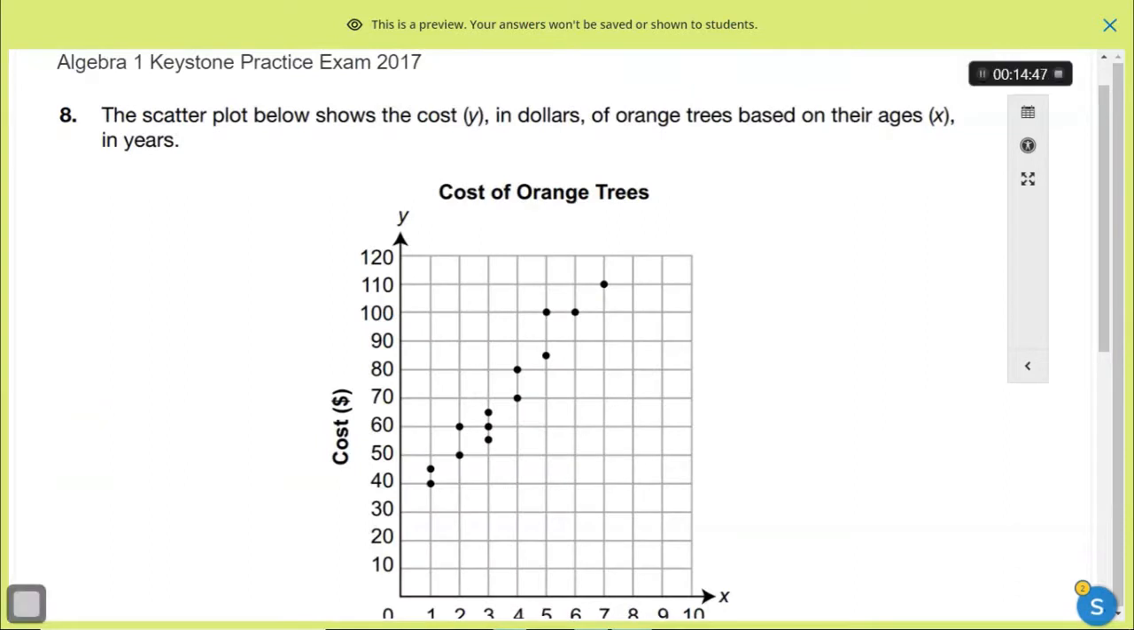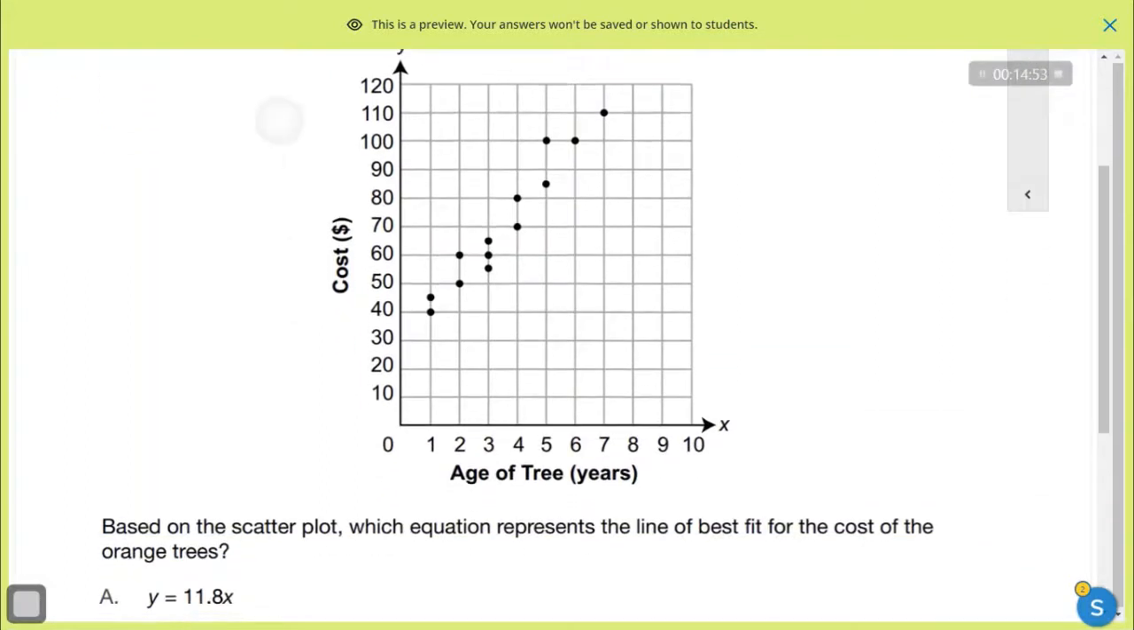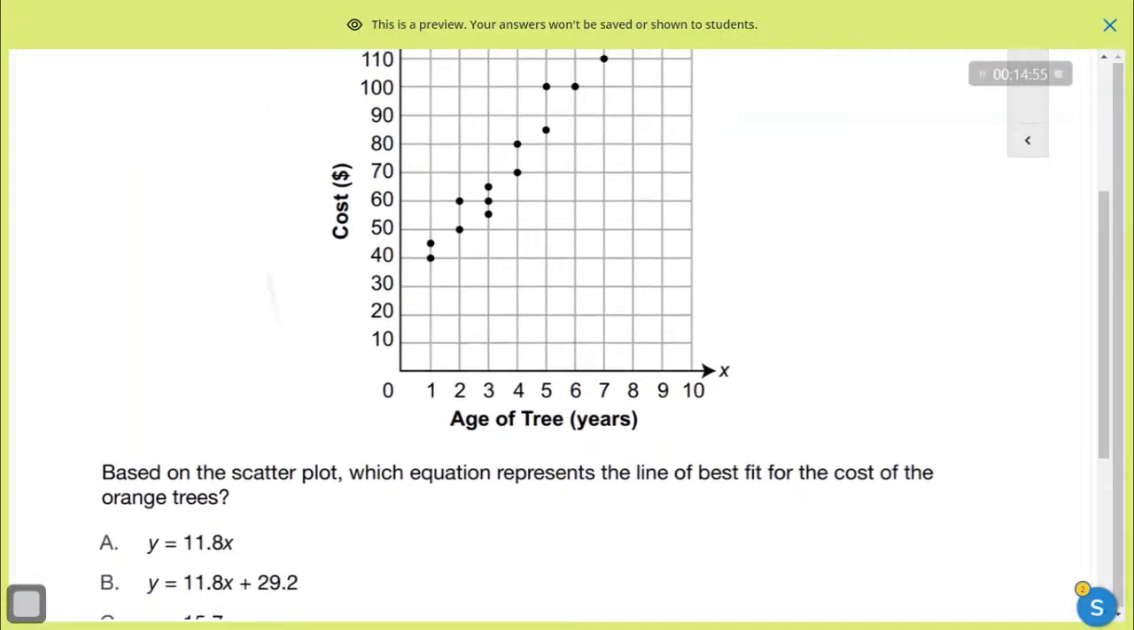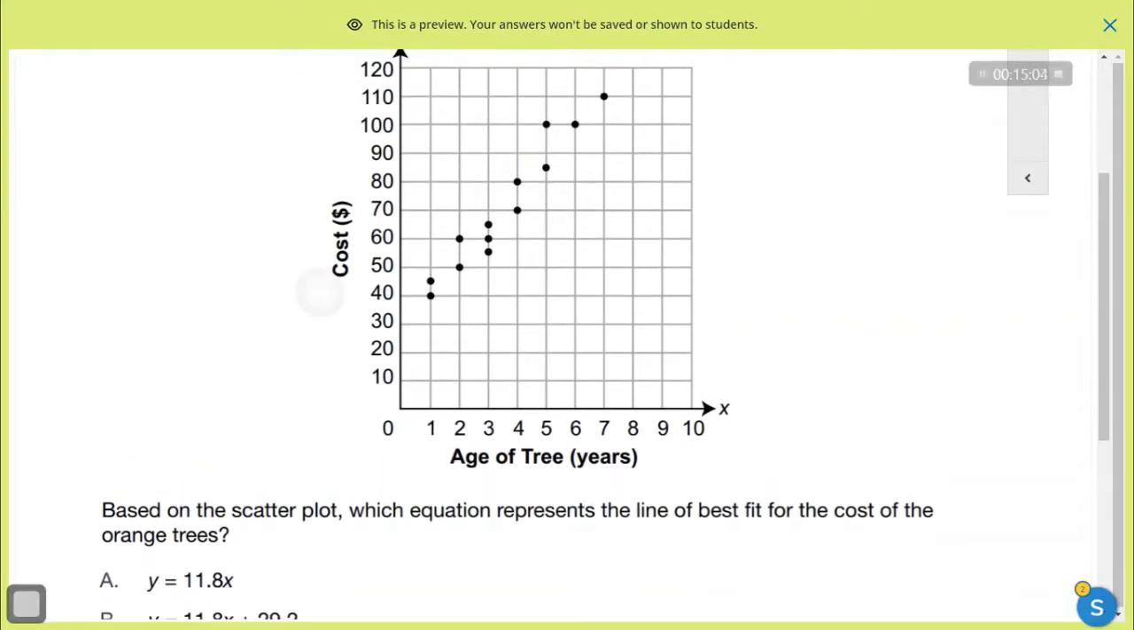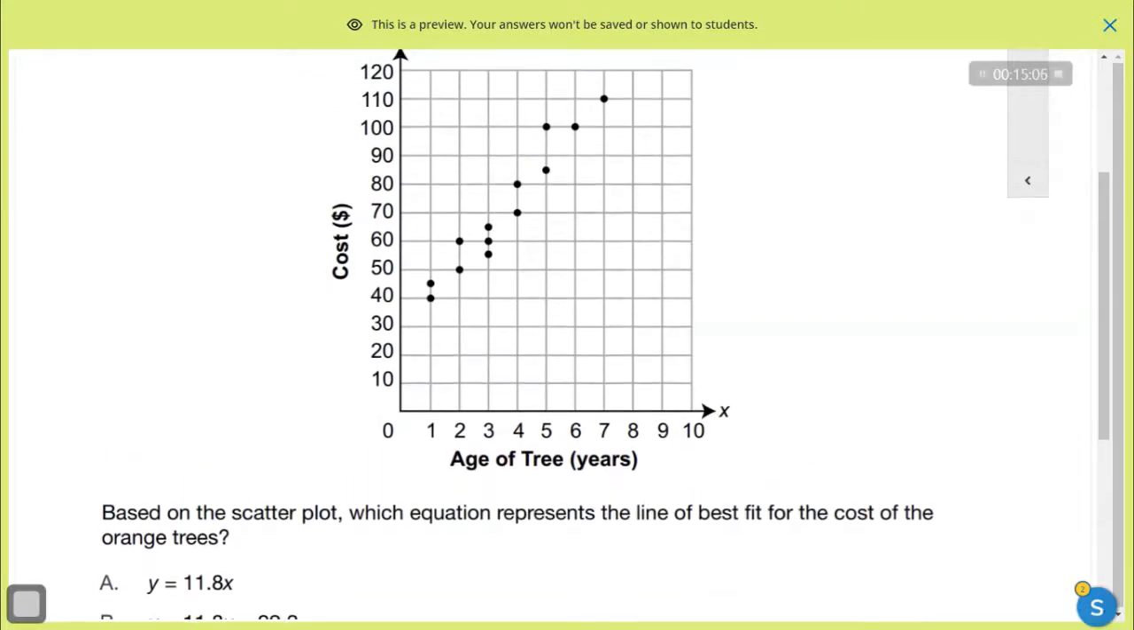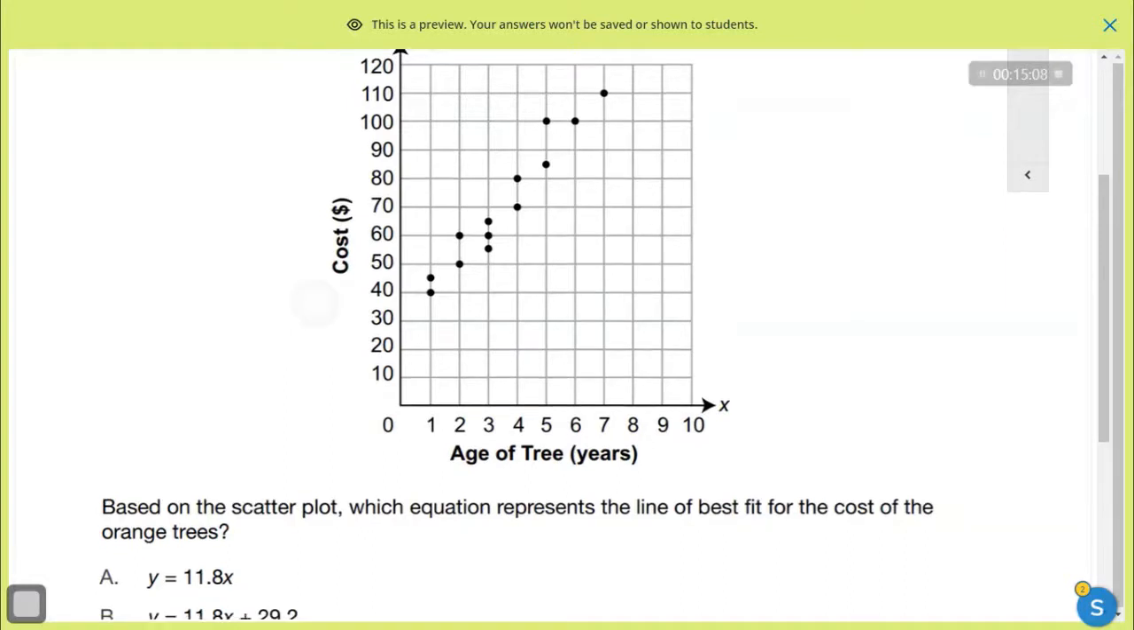Next. The scatter plot below shows the cost, y, in dollars of orange trees based on their ages, x, in years. Let's take a look. There it is. Now it says, based on the scatter plot, which equation represents the line of best fit for the cost of the orange trees? Well, I'm going to take a look at these orange trees here, and I'm going to go ahead and draw my line of best fit.